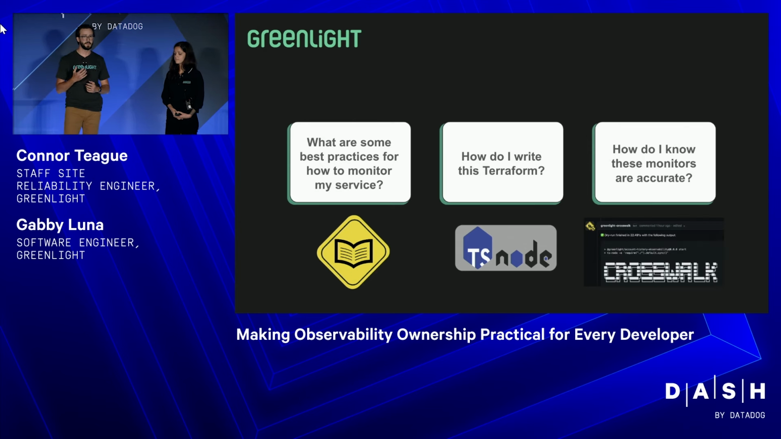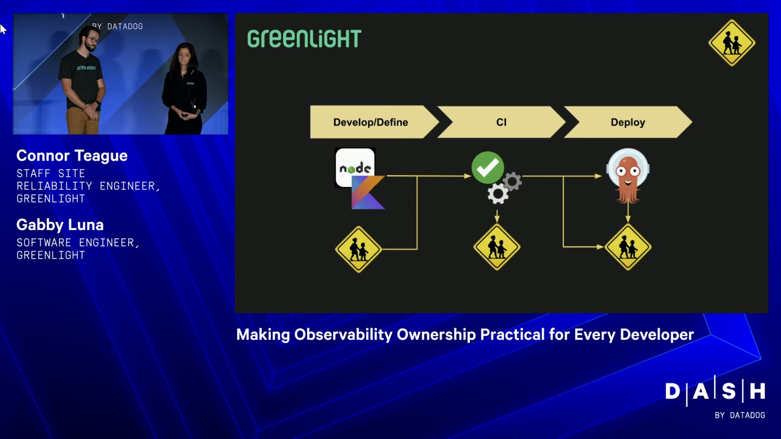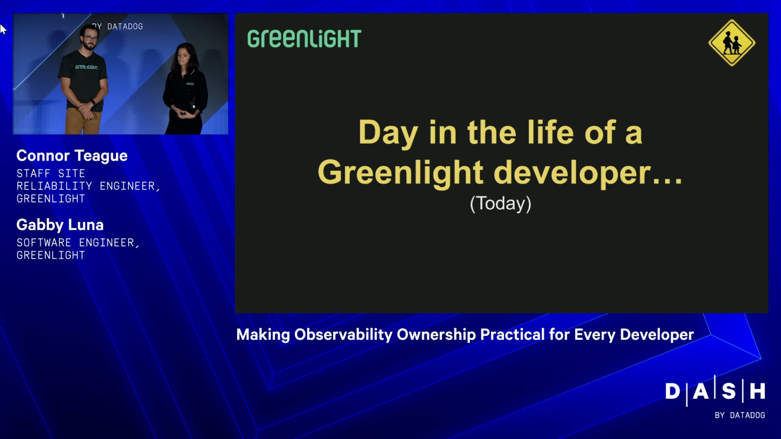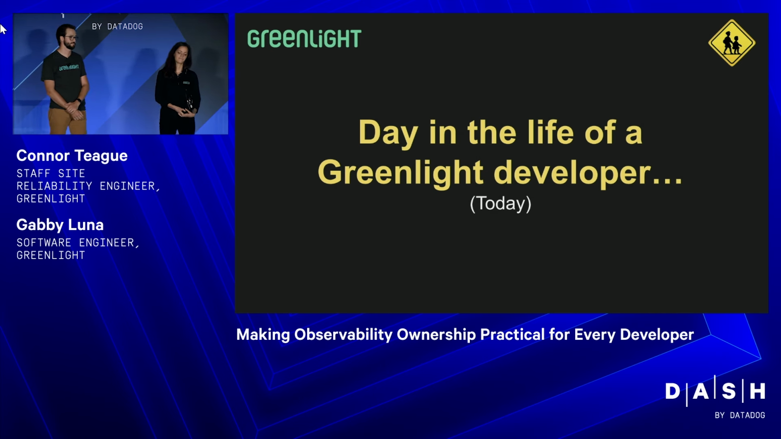Our engineers are now able to validate in every pull request to understand what changes will be made before making them, and they're also able to test those in lower environments before promoting them into prod. Once we finished implementing Crosswalk, the development and observability pipelines were combined. Now our developers can create their monitors alongside the features they wish to observe. Once they've confidently verified their changes during continuous integration testing, they can proceed to deploy their services. Now, Gabby's going to show us a day in the life of a Greenlight developer using Crosswalk.